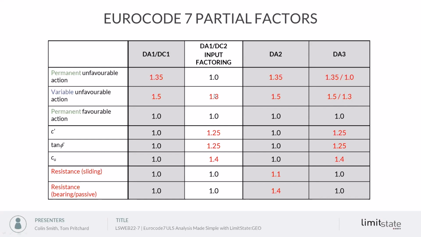So we apply a factor of 1.3 to variable actions. They're generally known before the problem. You apply the calculation model, so they can be factored in advance, and the material properties are known before you run the model. So again, you can factor those in advance for input factoring.